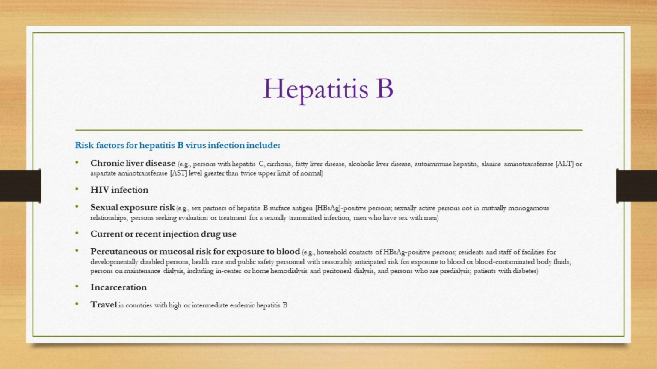Persons with HIV infection, persons with sexual exposure risks like sex partners of hepatitis B surface antigen positive persons, sexually active persons not in mutually monogamous relationships and so forth, current or recent injection drug users, percutaneous or mucosal risk for exposure to blood like household contacts of hepatitis B surface antigen positive persons, residents and staff of facilities for developmentally disabled persons, healthcare and public safety personnel, persons on maintenance dialysis, etc. Other risk factors are incarceration and travel to countries with high or intermediate endemic hepatitis B.